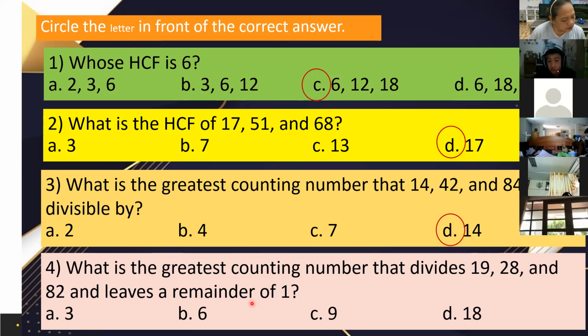B is your answer. Are you sure? The greatest counting number that divides 19, 28, and 82 and leaves a remainder of 1. Is that 6? I don't know. You don't know. So who can answer? May I see?